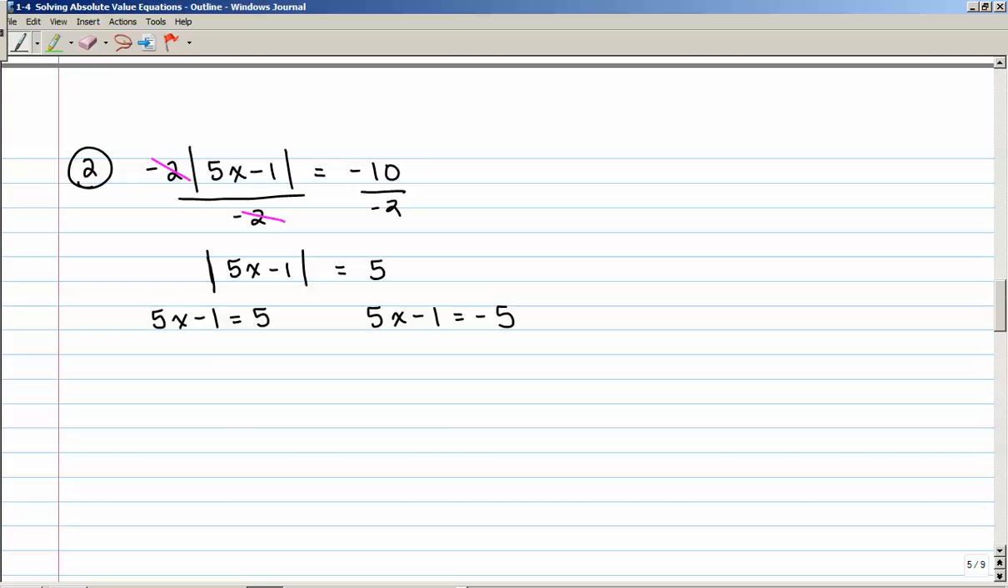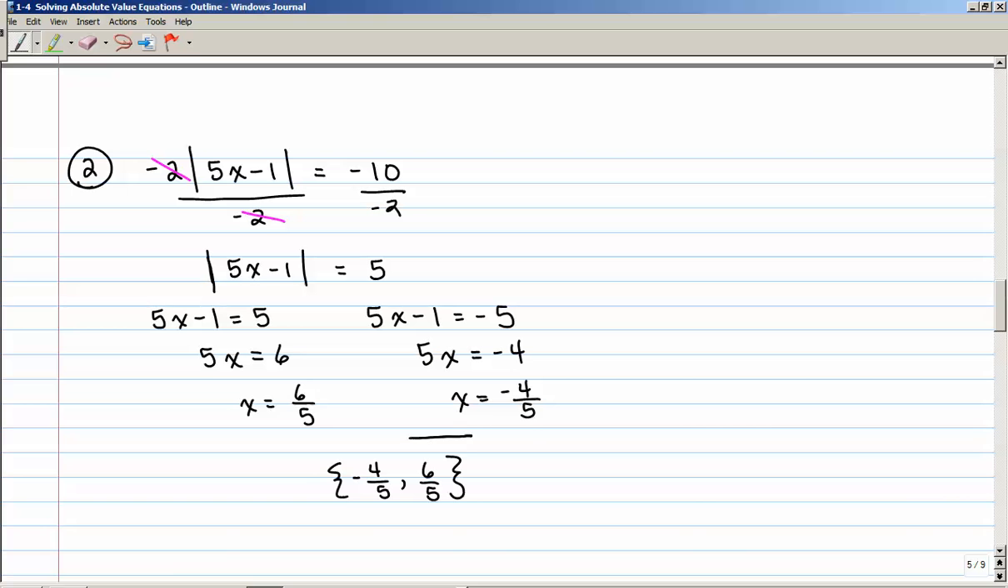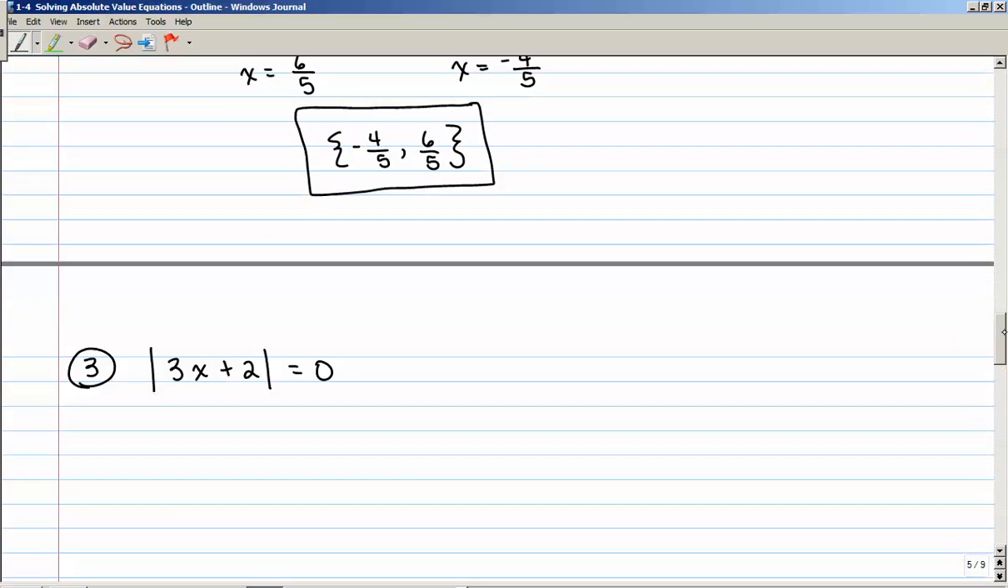Now solve each one of those equations separately. Adding 1 to each side, 5x equals 6, or x equals 6 over 5. Adding 1 to both sides, 5x equals -4, or x equals -4/5. So I have two answers, -4/5 and 6/5. The order you put them in the curly brackets doesn't really matter, but I like to do them in numerical order, smallest first and then the largest.